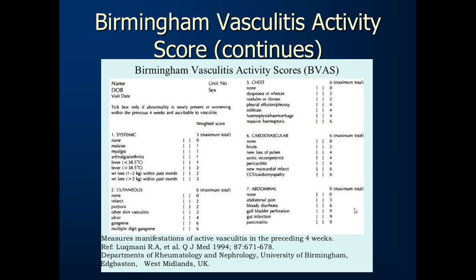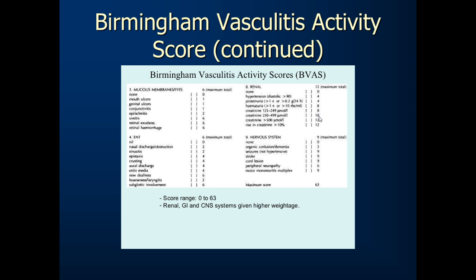Okay. So what goes into this score are different parameters. If you have malaise, you get 1 point. But if you've lost more than 2 kilograms in a month, you get 3 points. So they try to weight it based on severity. If you have a wheeze, you have 2. But if you have massive hemoptysis, you have 6. So the score goes up to 63. Most of these patients were actually in the middle to lower range of scoring. And just because those other scores don't add up to 63, here's the rest of it, which also accounts for renal, ENT, and nervous system involvement.